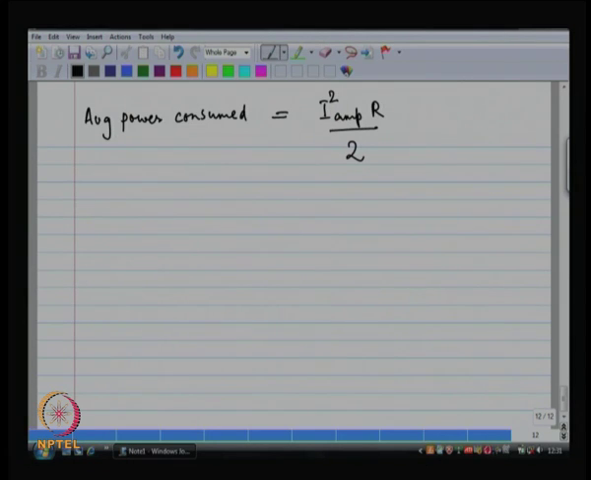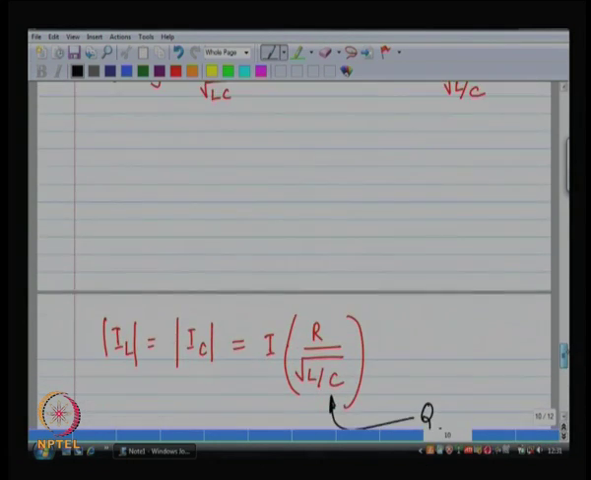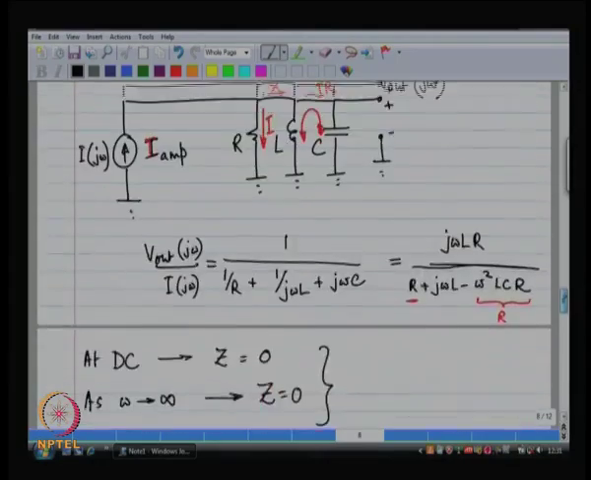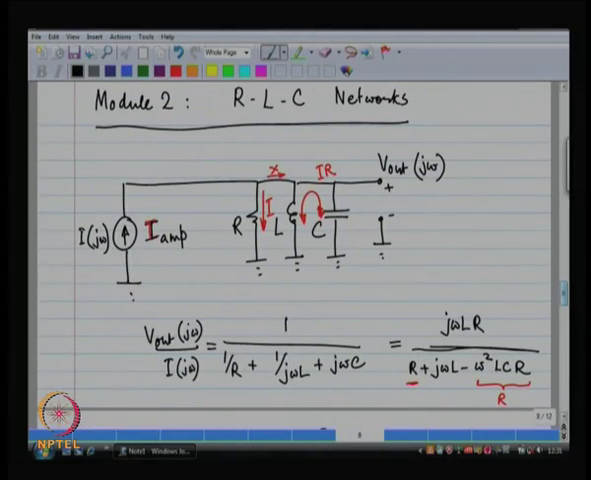Okay. What is the peak energy that is stored? At some point of time, the inductor stores all the energy in the form of a current. At some point of time, the capacitor stores all the energy in the form of a voltage. Both of these energies are equal. When the inductor has all the energy, the capacitor has nothing. When the capacitor has all the energy, the inductor has nothing. Okay. So, let us look at the capacitor.